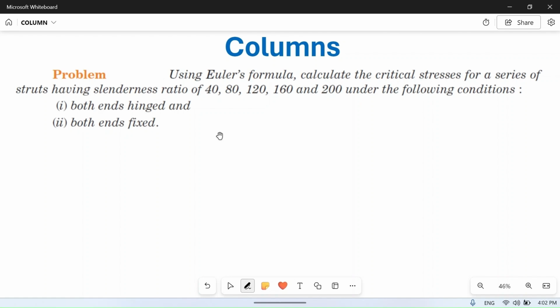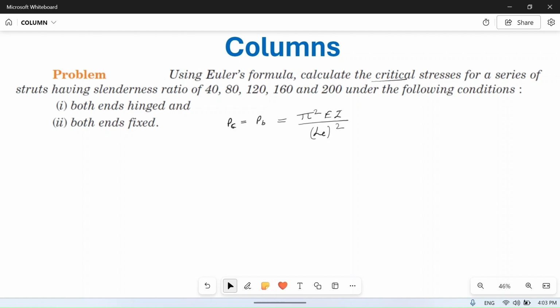So first of all, what is the Euler's formula? P critical means the load at which this column or strut will fail. So it will be equal to P crippling load or P buckling load. And Euler's formula for this is pi square E I upon L effective square.